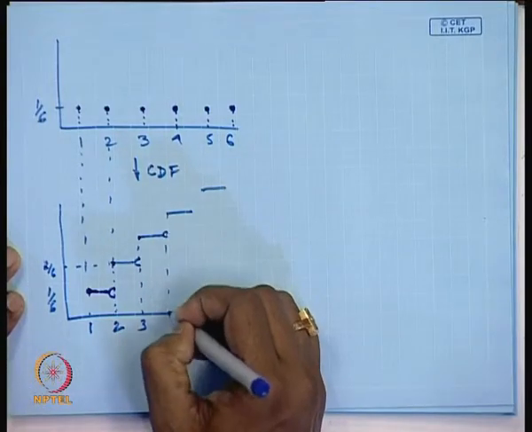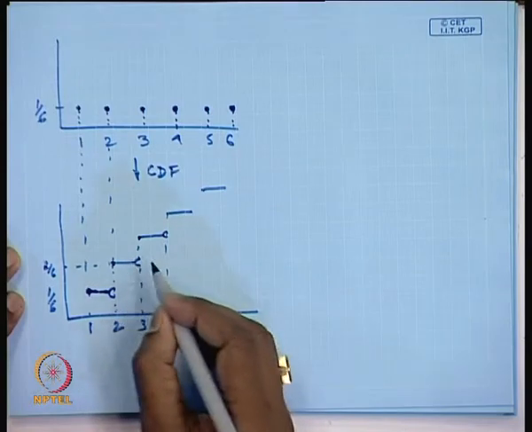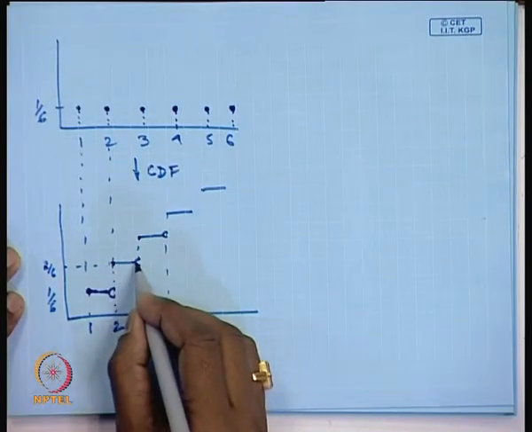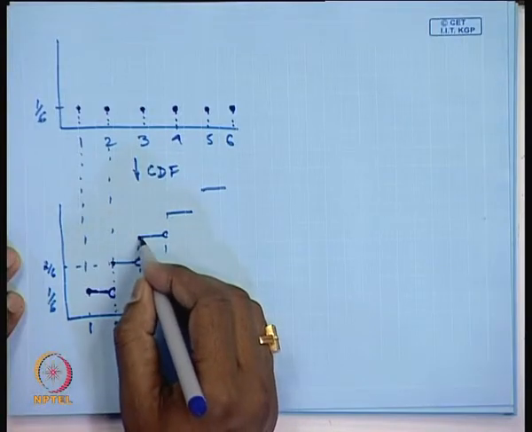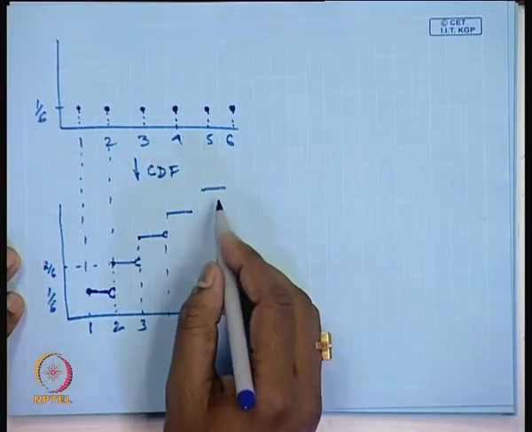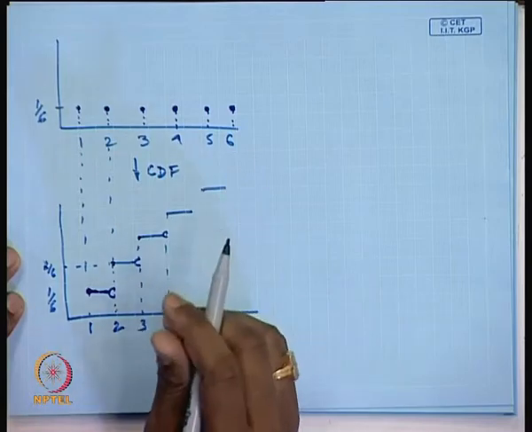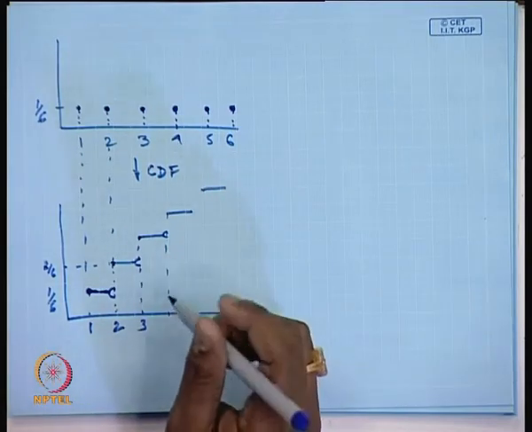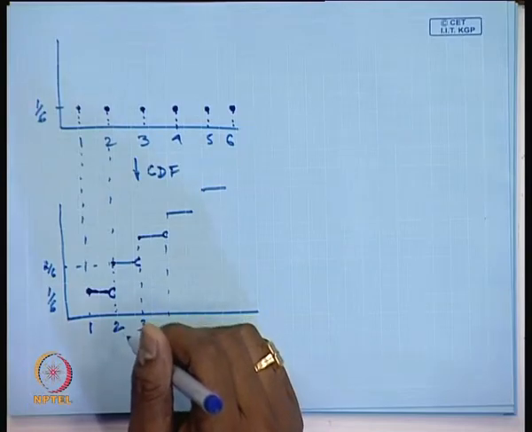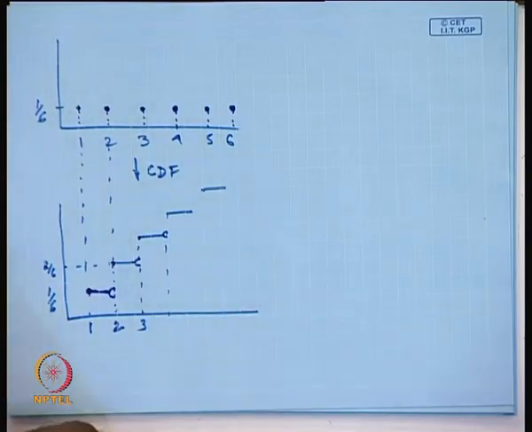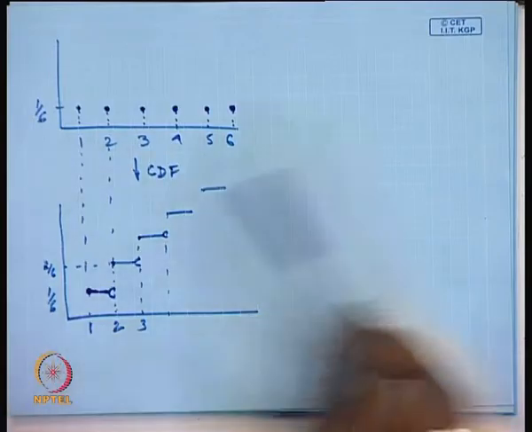So this should be the representation. This is very important: it can go as close as to the next value, but as soon as it touches the next value, there is a sudden jump. So this kind of step function is the representation of the cumulative distribution function for a discrete random variable.